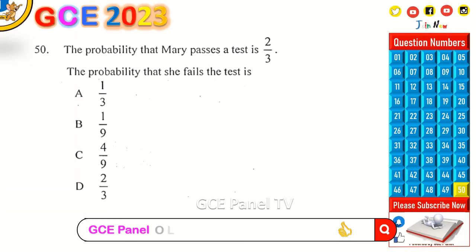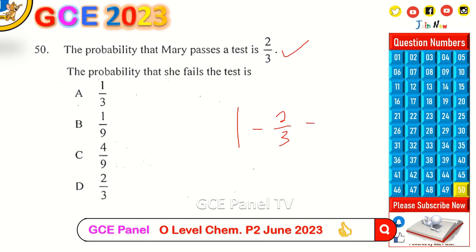Question 50. The probability that Mary passes a test is 2 on 3. The probability that she fails the test is, this is what we teach in Form 2. In fact, this GCE this year is Form 2 work. Probability that she passes is 2 on 3. What's the probability that she does not pass? 1 minus 2 on 3. What is 1 minus 2 on 3? 1 minus 2 on 3 is equal to 1 on 3. So the probability that she does not pass is 1 on 3.